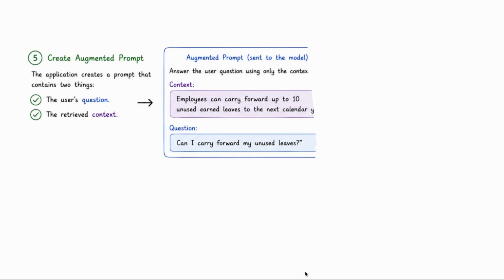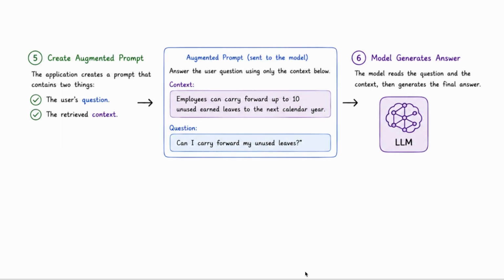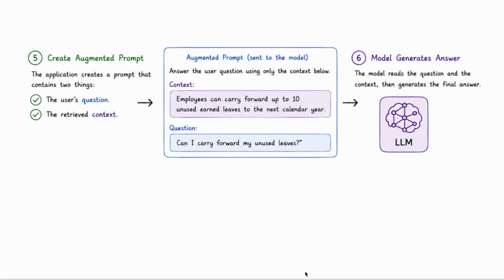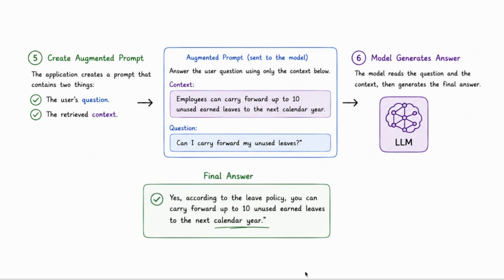Now the application creates an augmented prompt. That means the prompt contains two things: the user's question and the retrieved context. Something like this: answer the question using only the context below. First, you mention the context, that is, employees can carry forward up to 10 unused leaves to the next calendar year, and the user question, which is, can I carry forward my unused leaves? Now the model generates the final answer, and because the model has the right context, the answer becomes much more accurate.